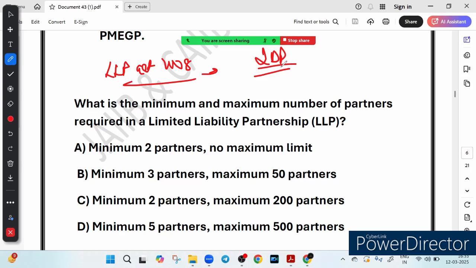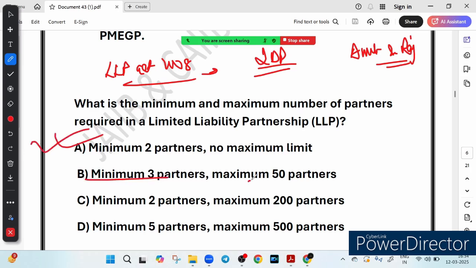Let me give you an example. Suppose 2 friends are there. One is Amit and the other is Raj. These 2 friends want to start an IT consulting firm together. So they can register as an LLP with just 2 partners. Later they can add more partners without any upper limit. That is why option A is the correct answer.